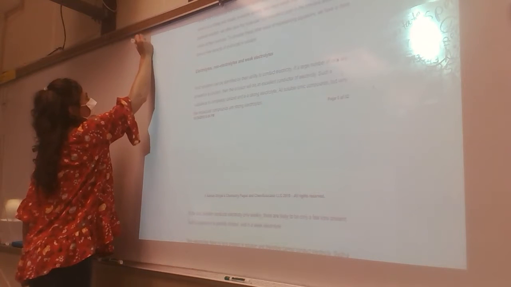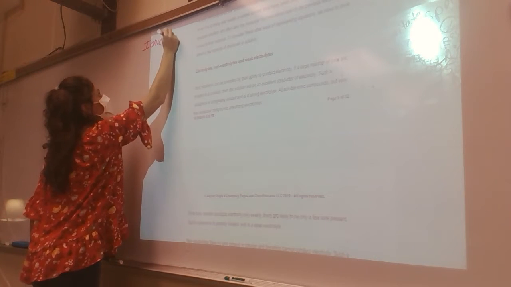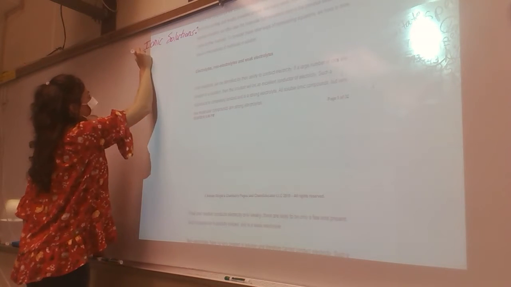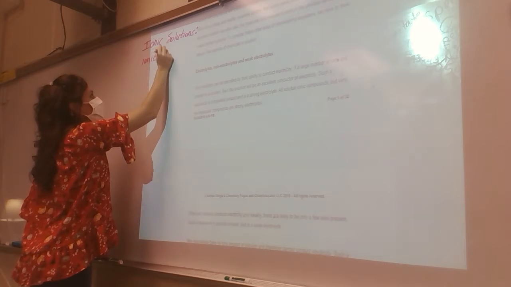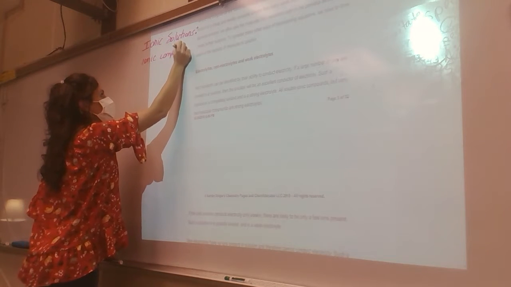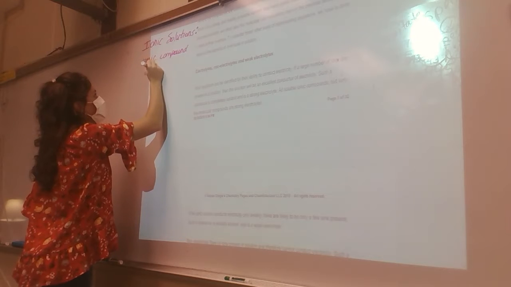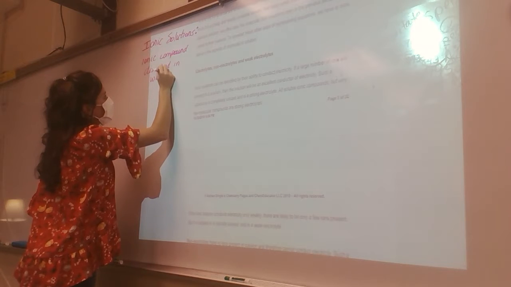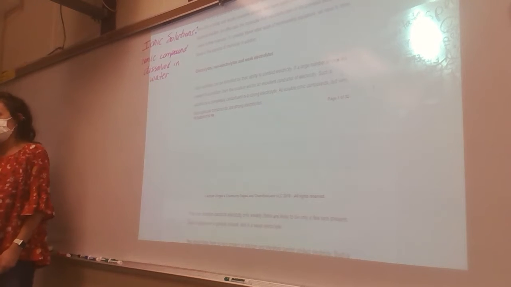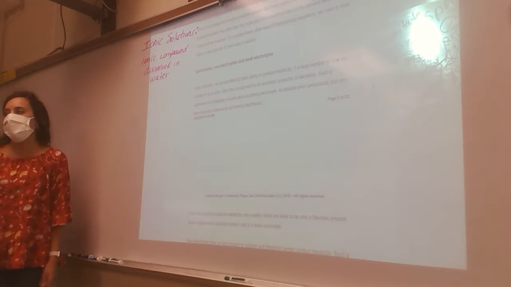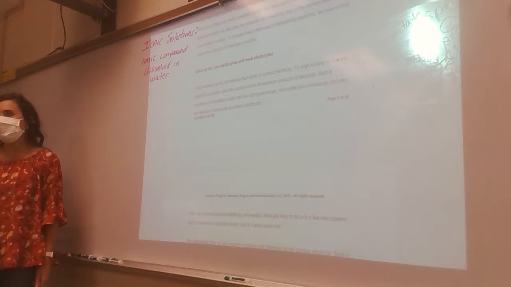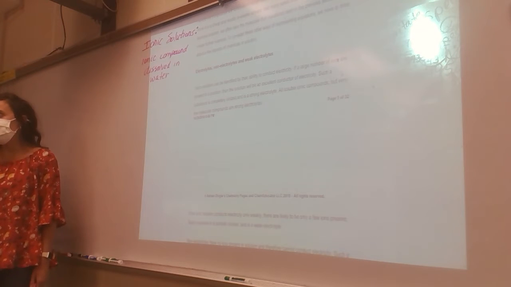Going to start with ionic solutions, which is an ionic compound dissolved in water. There are two types of ionic solutions: electrolytes and weak electrolytes. It's one or the other.